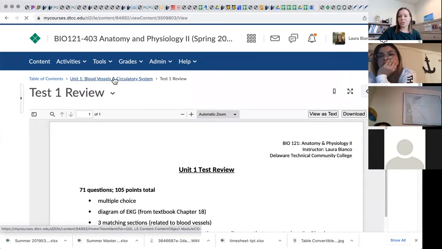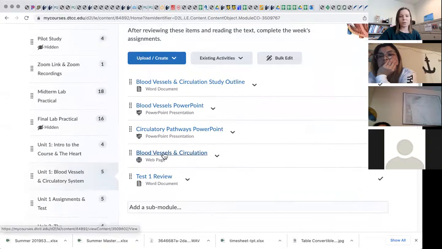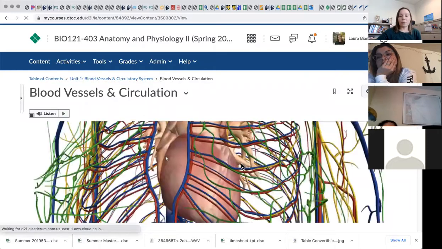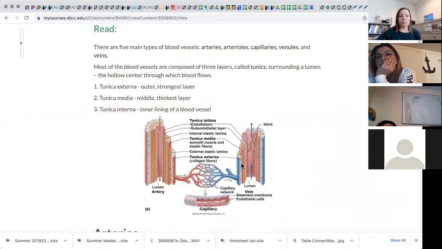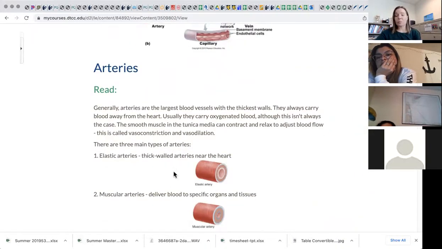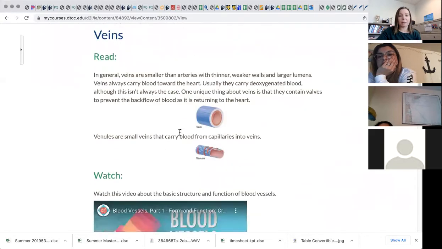Let me go back here and just show you the blood vessel diagrams that I'm referring to. So here's the web page on blood vessels and circulation. It's all the way at the bottom, so let me scroll down. Here's a lot of the information about the specific blood vessels. We went through a lot of it, but there's some more that you could use this info to fill out the rest of your outline.